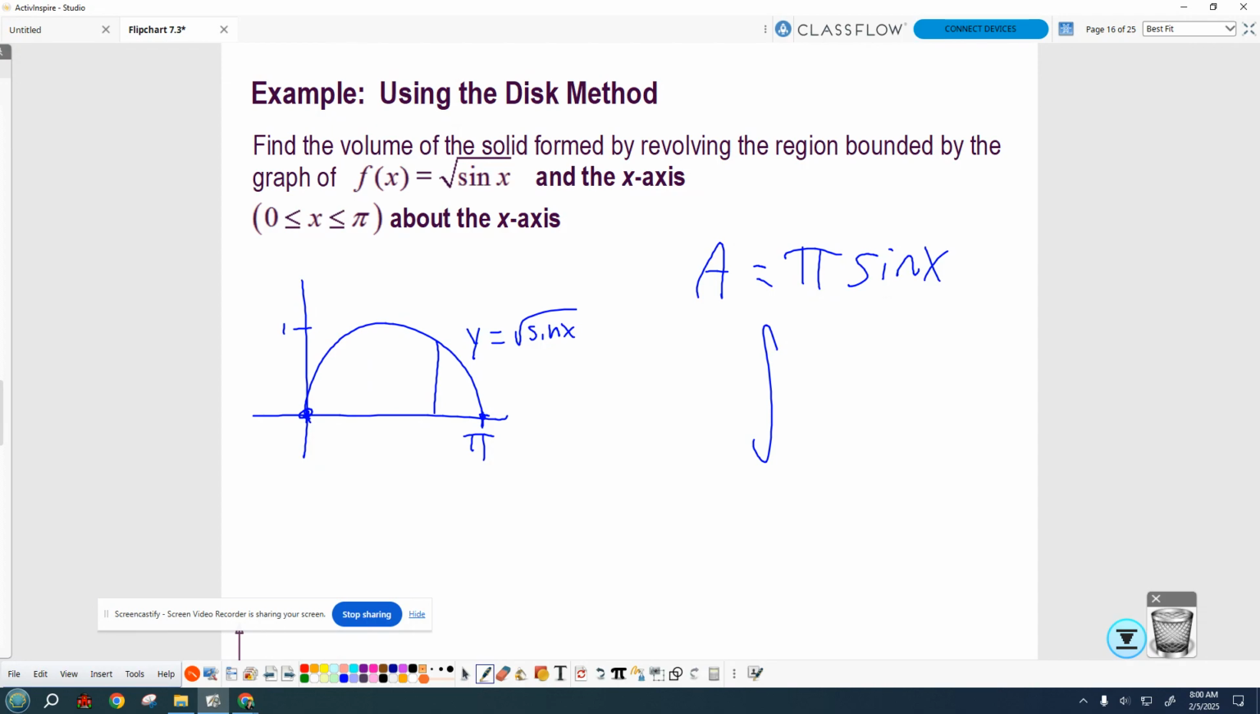Nathaniel, what am I gonna set up to find the volume of the whole thing? Like the limit, yep, 0 to pi. I'm gonna take this pi out. That's my r squared. So what do you get? Then what's the integral? Whose derivative is positive sine? Negative cosine.